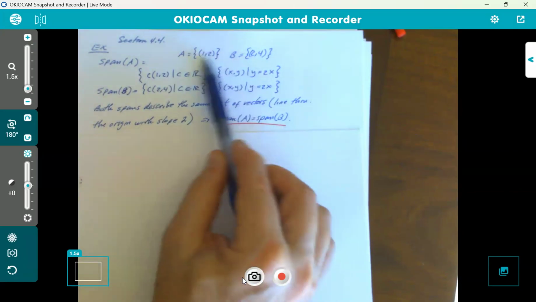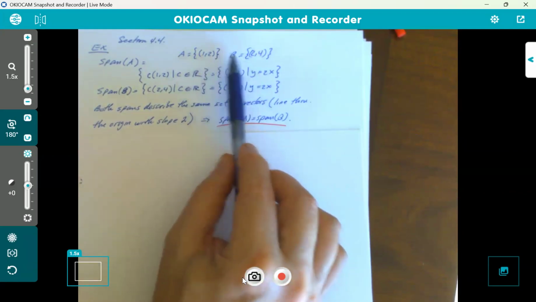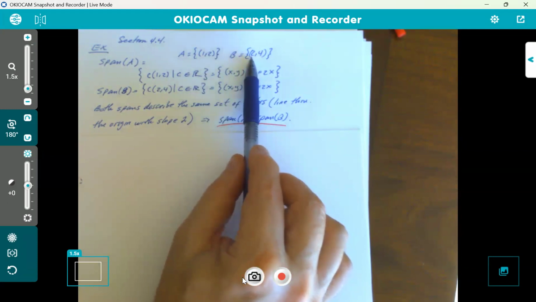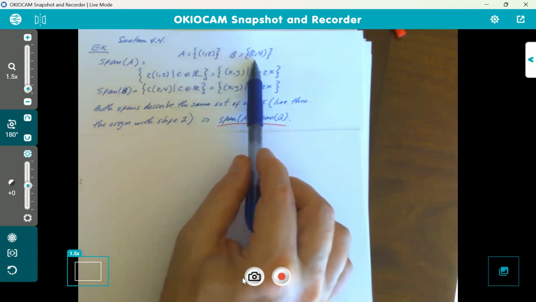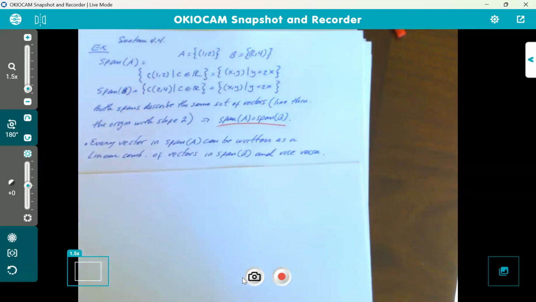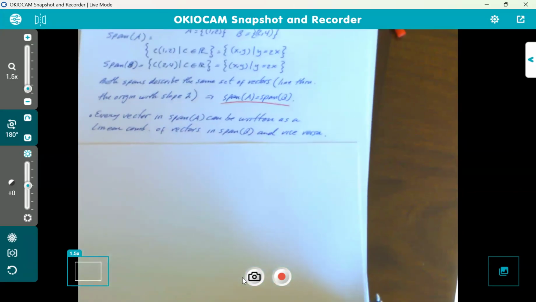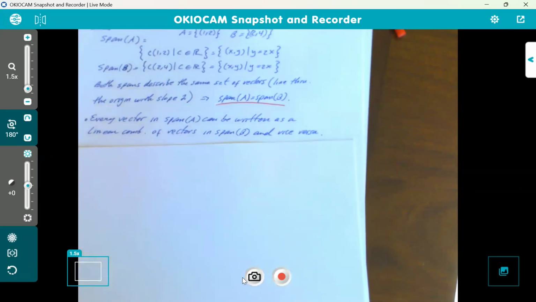One is a constant multiple of the other. So that means all the vectors in A could be written as a scalar multiple of vector B and vice versa. And I have that written down for you. So every vector in span A, and likewise every vector in span B, could be written as a linear combination of vectors in the other set.